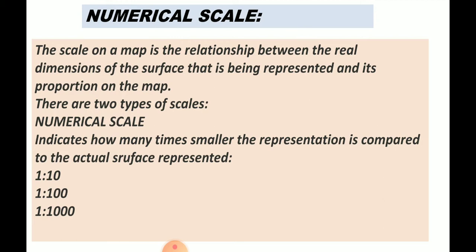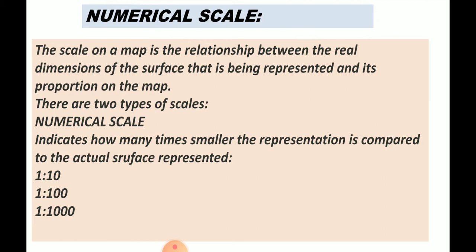Okay, then next one is the numerical scale. Numerical scale on the map is a relation between your paper and the actual land. Whenever we have to compare two things, we put it in the form of a ratio. So here, 1 is to 10.